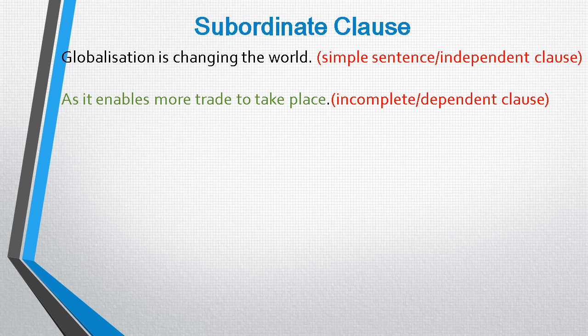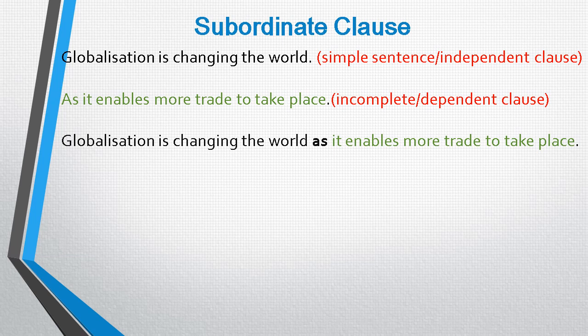This next sentence says, as it enables more trade to take place. It's got a capital letter and a full stop, but as a sentence it doesn't make sense on its own. It's not a complete thought, it doesn't work. And because of this, because it needs something else, we're going to call it a dependent clause, because it depends on something else. But what we can do is put that dependent clause after an independent clause and create a sentence like this. Globalization is changing the world as it enables more trade to take place.